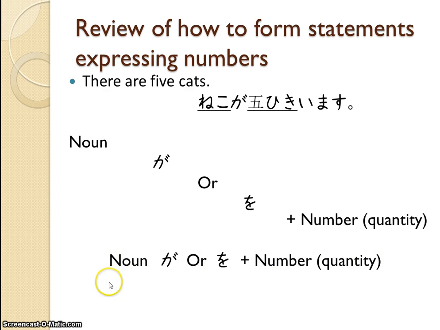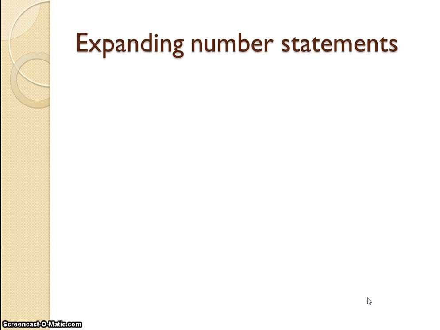So this is the formula. You should already know this, but if not, then here it is again. So let's break it apart. So neko would be the noun, and then gohiki is the number or quantity. Okay, now how can we elaborate more? Because you only know how to say there is this number of A.